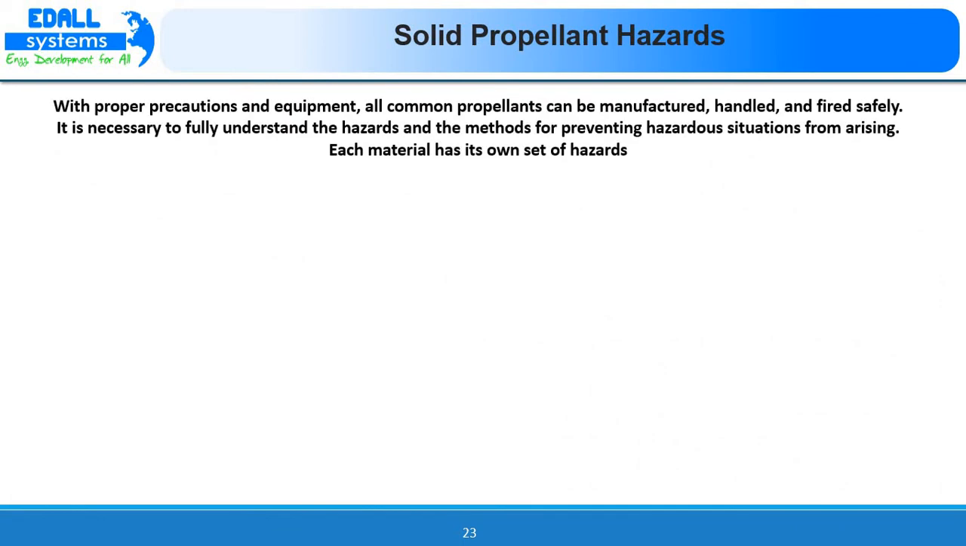Next we will see some of the solid propellant hazards. With proper precautions and equipment, all common propellants can be manufactured, handled and fired safely. It is necessary to fully understand the hazards and the methods for preventing hazardous situations from arising. Each material has its own set of hazards and one has to be very careful when handling such propellants for any application. So we will see some of the hazards here.